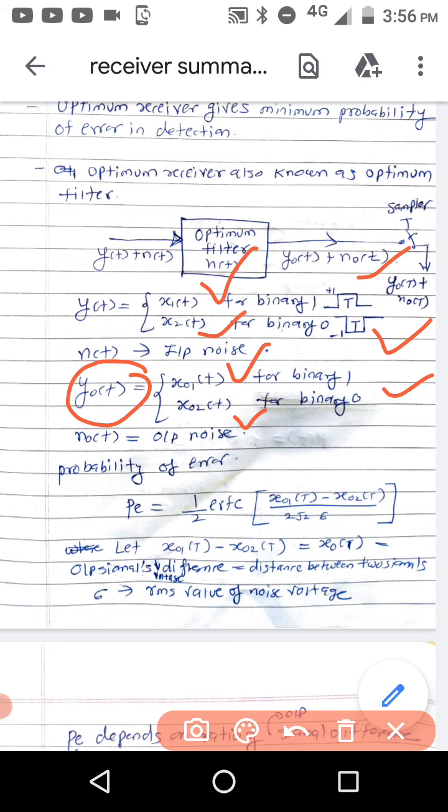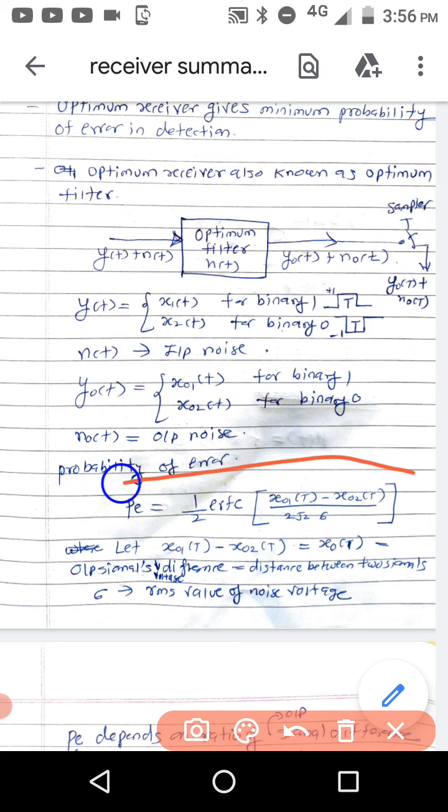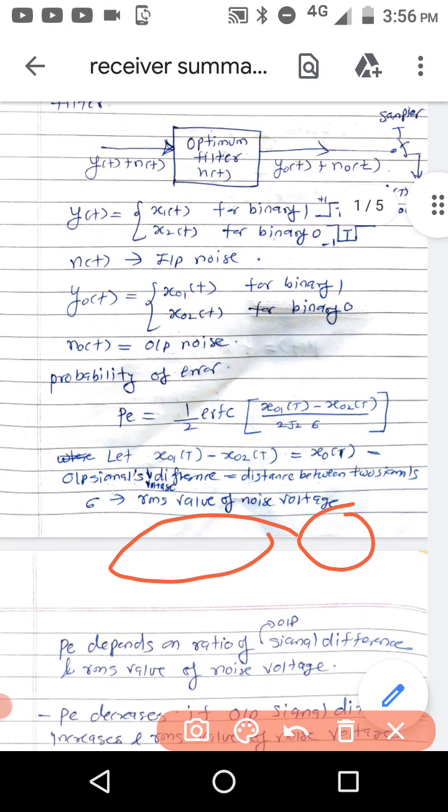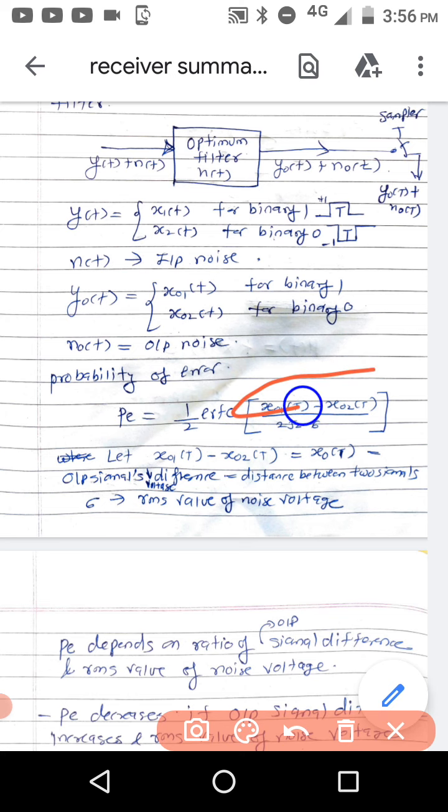Now we obtain the probability of error for the optimum receiver. This is the probability of error. So this you have to remember that probability of error is 1 by 2 complementary error function of (x01(T) minus x02(T)) divided by 2 root 2 sigma. So x01(T) minus x02(T) is equal to x0(T), and sigma is noise rms voltage or noise voltage.